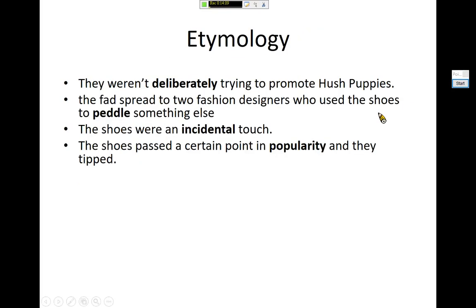Okay, so let's talk about etymology for now. In the text, we have several paragraphs like this. They weren't deliberately trying to promote hush puppies. The fad spread to two fashion designers who used the shoes to pedal something else. The shoes were an incidental touch. The shoes passed a certain point in popularity and they tipped. So the bold-faced words can be understood from the perspective of that etymology.